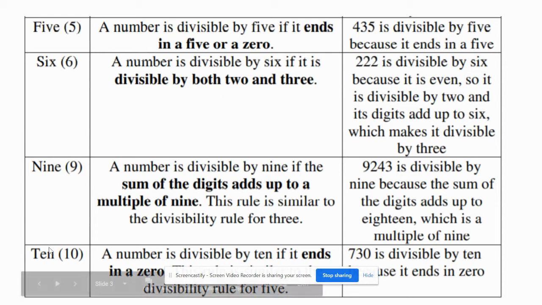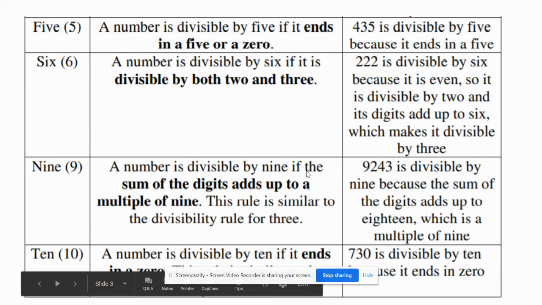And I think the 10 rule is another one of those that's like, duh. If it ends in 0, then it's divisible by 10. So let's check and see. 7 plus 3 is 10. So that means it's not divisible by 9. That means it's not divisible by, well, this one is divisible by 2, but it's not divisible by 3, so it's not divisible by 6. It is divisible by 5 because it ends in a 0. But that is the cool way to see if stuff is divisible.